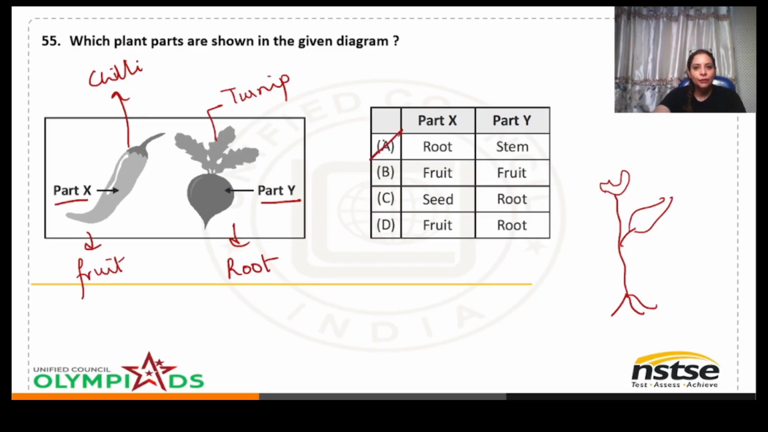So is it A? No. Is it B? No. C? No. It is D. So which option is correct, students? Option D, because chili is actually a fruit of the plant, and turnip is the root of the plant, or you can say that it is obtained from the root part of the plant. So basically it is root and it is fruit of the plant.